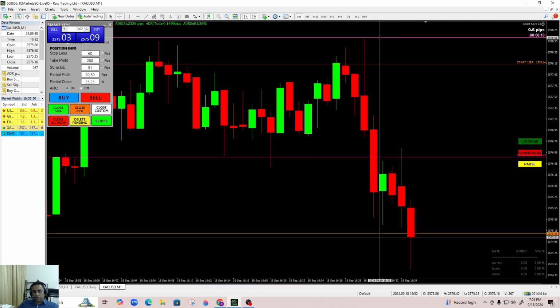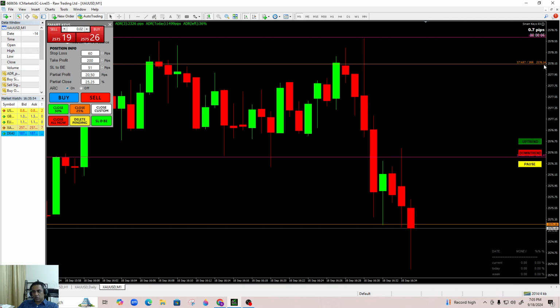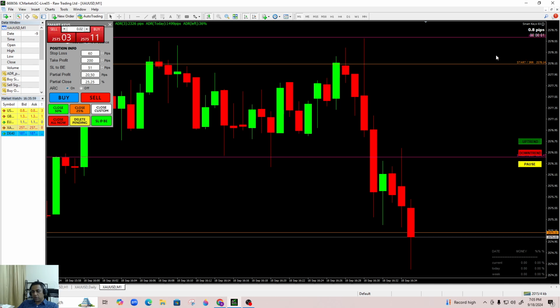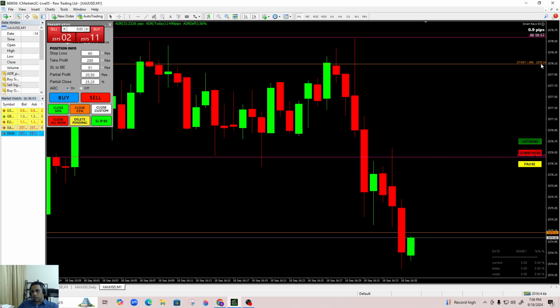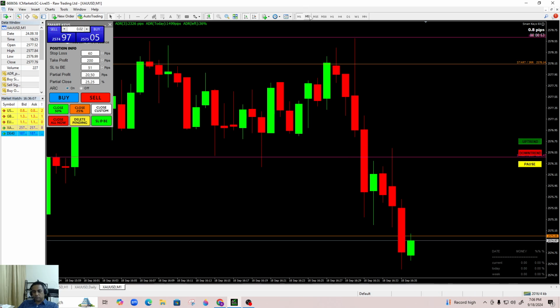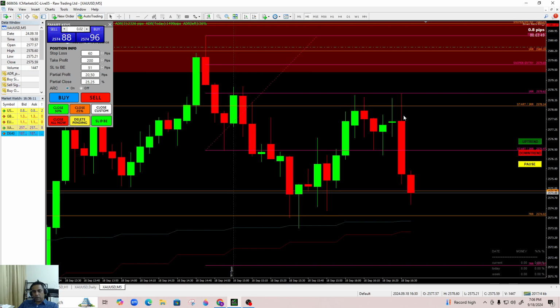So we had a big rejection here. Price just pushed away from the beginning of the fib that we have drawn. Pushed straight down from there, 2578. A big M5 candle close here.